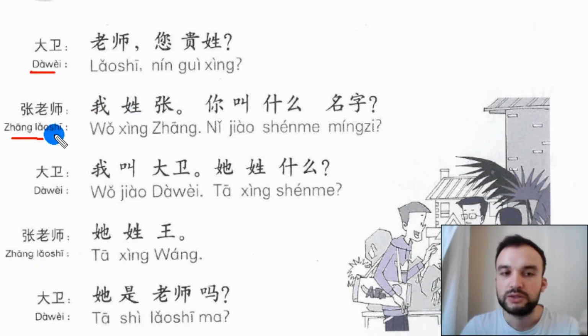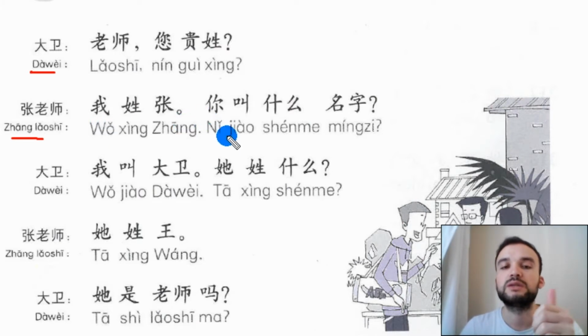And Zhang 老师 says 我姓张. My surname is Zhang. 你叫什么名字？What's your name? It's an informal form to ask someone's name.